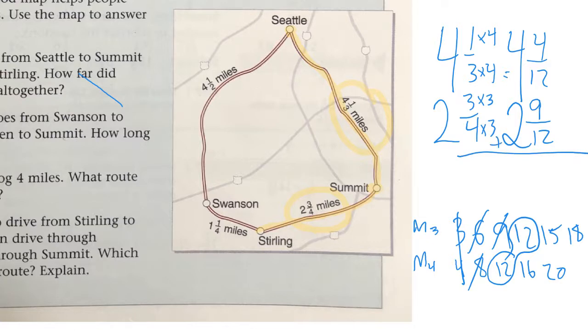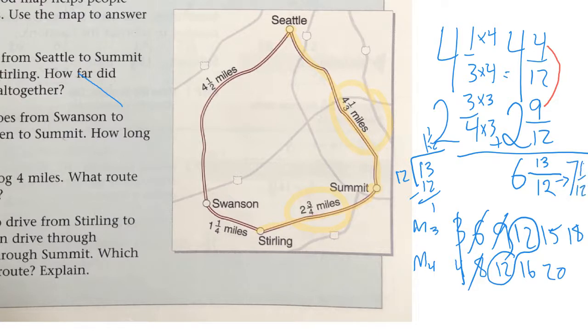Now we can add them, and we get 13, as we are adding the 4 to the 9. The denominator stays the same. Add the whole numbers, 4 plus 2. 13/12 is an improper fraction, so we can show that we get 1 whole 12 into 13 with 1 out of 12 left over. We give that to the whole number 6 to make it 7. The leftover is 1/12. So 7 1/12 miles.